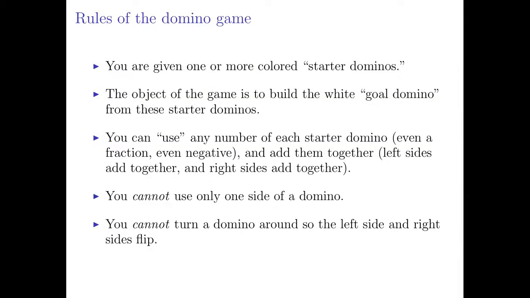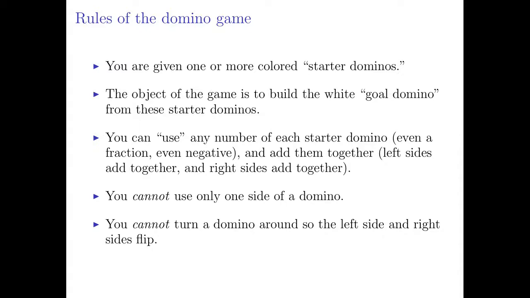These are the rules. I'm going to give you one or more starter dominoes. Those are going to be yellow. And the object of the game, the object of this puzzle, is to figure out how to build a white goal domino from these starter dominoes. So you're starting from the starter ones, which are yellow, and you're trying to build the white one.